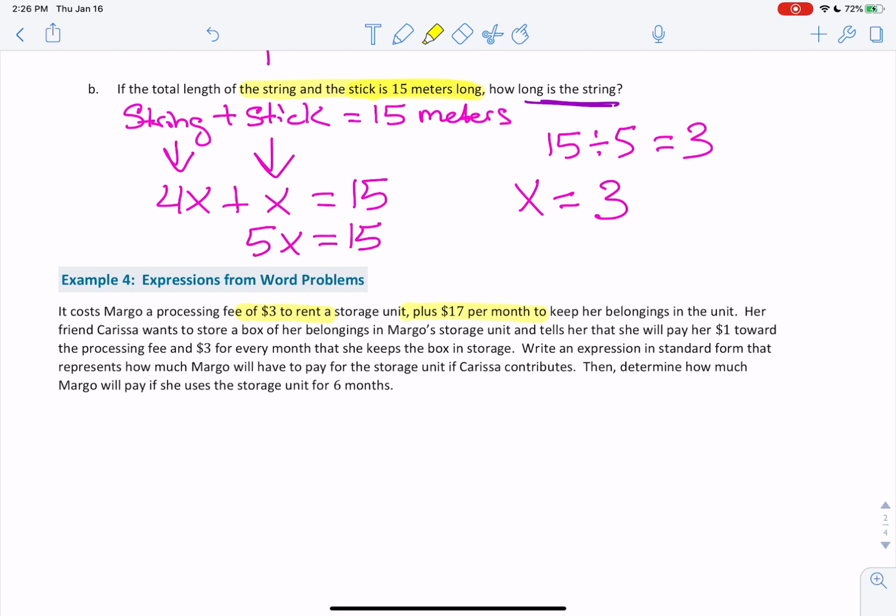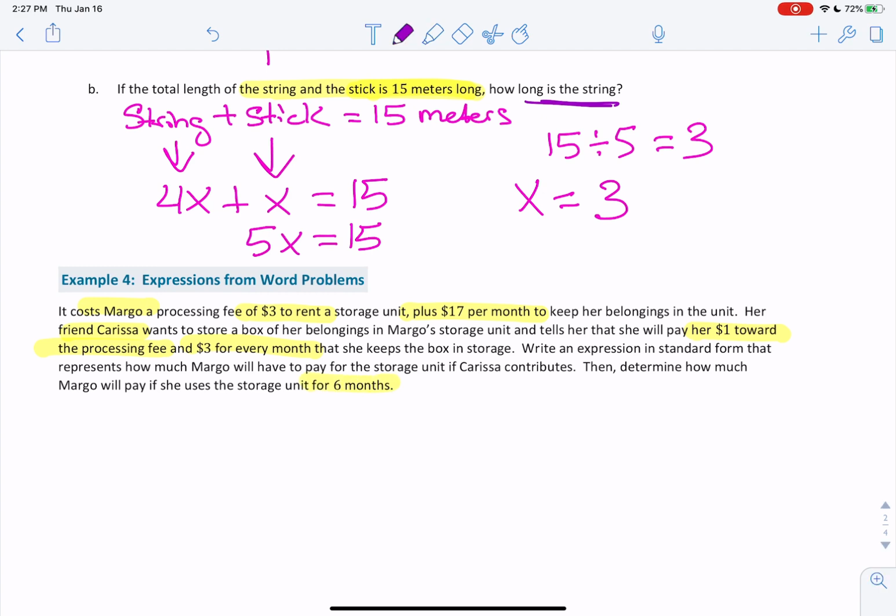Her friend Carissa wants to help her. So we have Margot and we have Carissa. She wants to help store a box of her belongings in Margot's storage unit and tells her that she will pay $1 towards the processing fee and $3 every month that she keeps the box in storage. Write an expression in standard form that represents how much Margot will have to pay for the storage unit if Carissa contributes. Then determine how much Margot will pay if she uses the storage unit for 6 months.